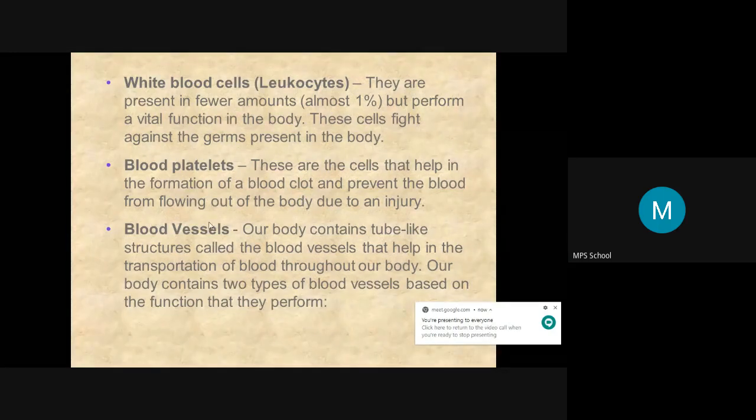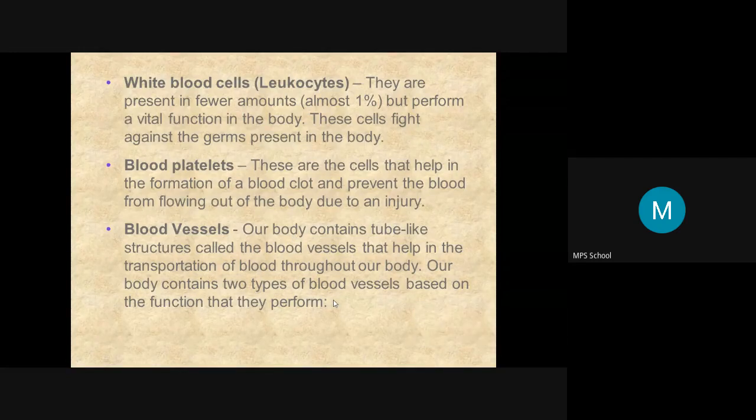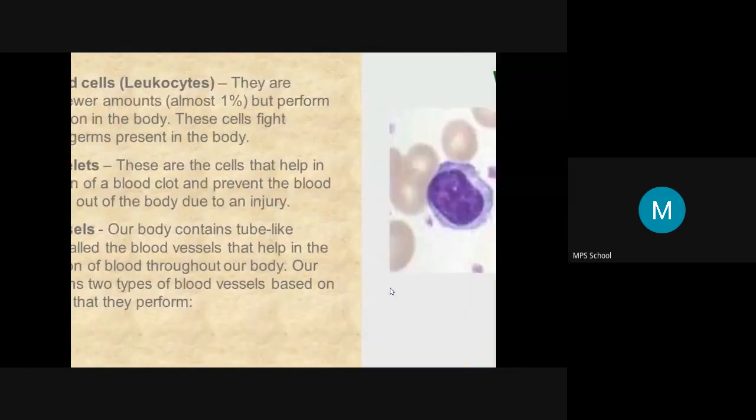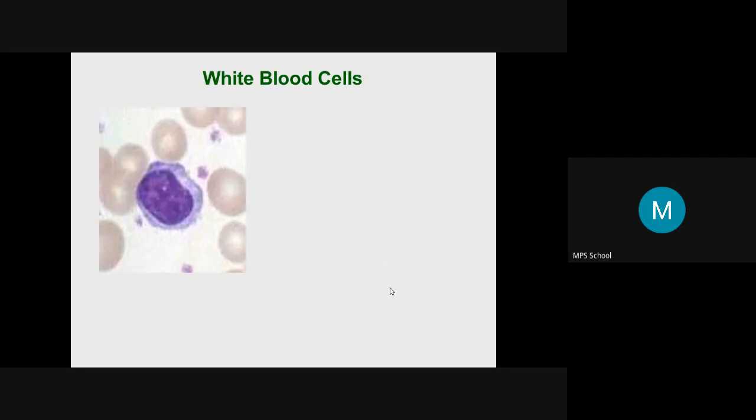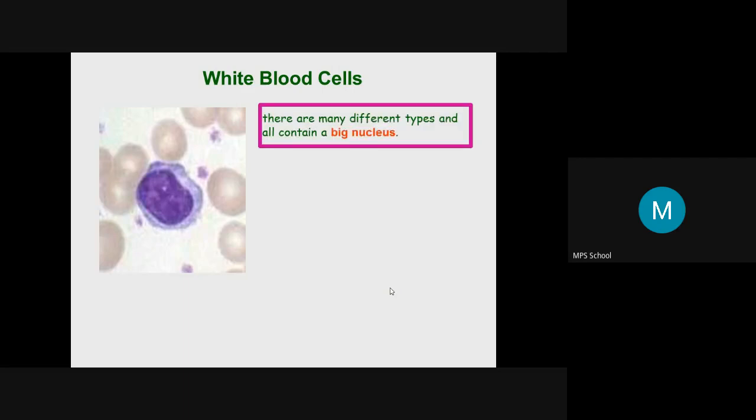Okay, and the blood platelets help in the formation of a blood clot during any injury. And blood vessels are like a tube-like structure, which carry the blood throughout our body. This is a white blood cell. White blood cell is also called leukocytes.